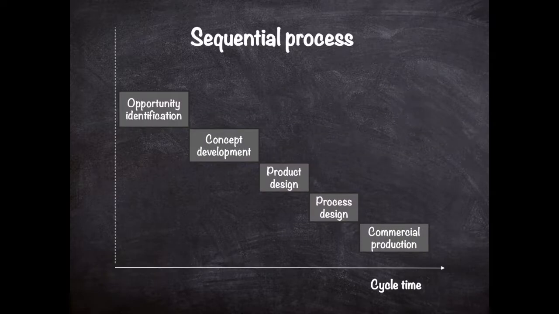It's quite easy actually, these two concepts. Here's the sequential process. You start with some kind of opportunity identification, and then after that is done, you start with concept development. Once that is done, you start with product design. And when that is done, you start with process design. After that is done, you start with commercial production. And this would be time on the x-axis.